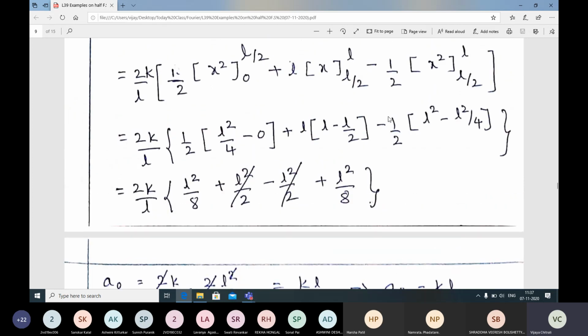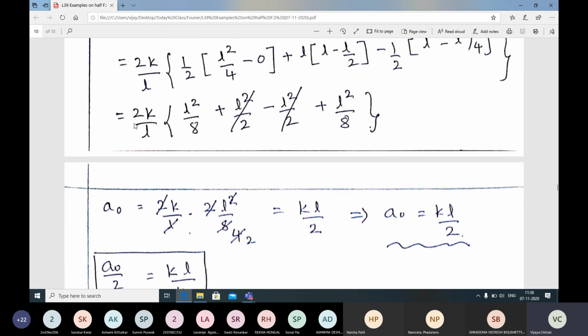And multiply this minus 1 by 2 to this. Minus 1 by 2 into L square is minus L square by 2. Minus 1 by 2 into minus L square by 4, minus into minus is plus. L square as it is in the numerator, denominator 2 into 4 is 8. So plus and minus L square by 2, both get cancelled. L square by 8 plus L square by 8. So 2k by L as it is, L square by 8 plus L square by 8 is 2 times L square by 8.